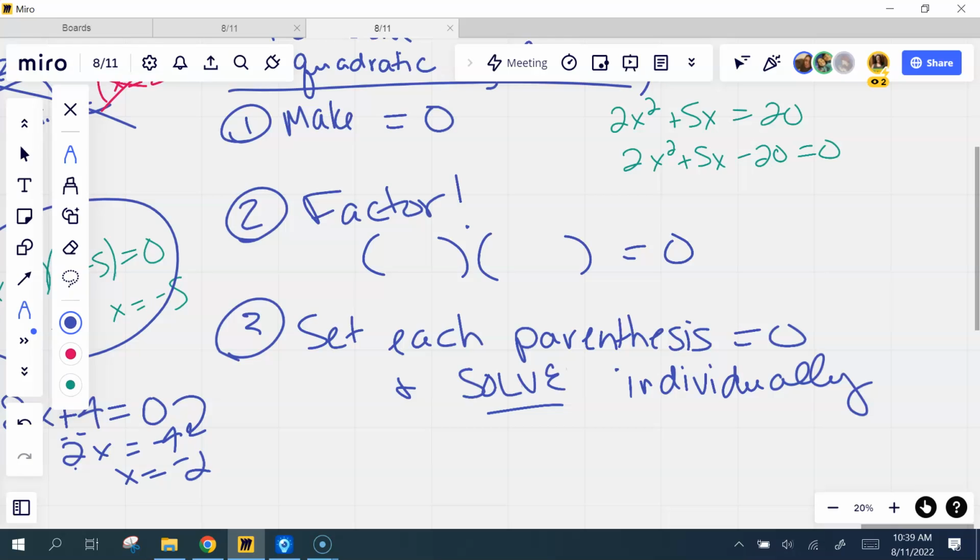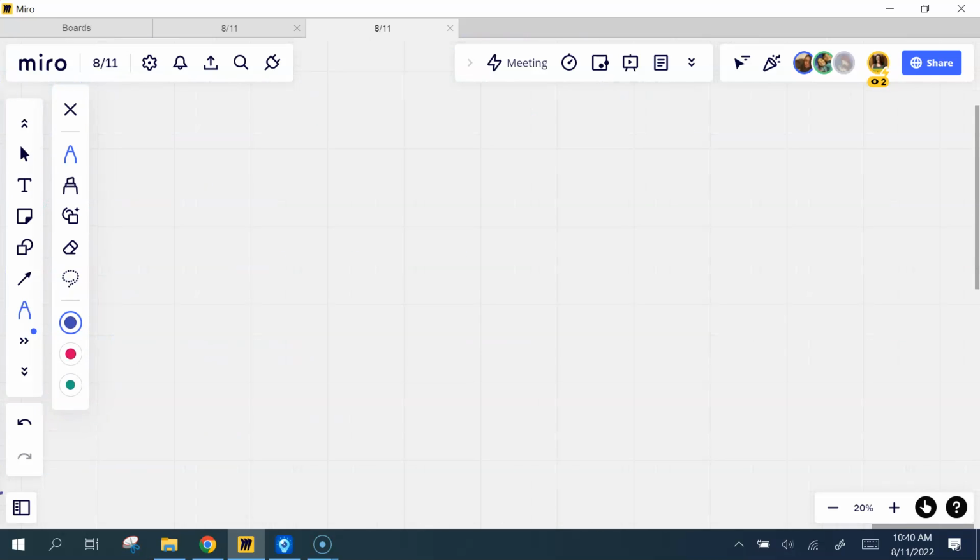Y'all ready? Solve for y. That's all it's going to say. Solve for y. It might say solve by factoring. Right now, that's the only way you know to solve. So solve for y.